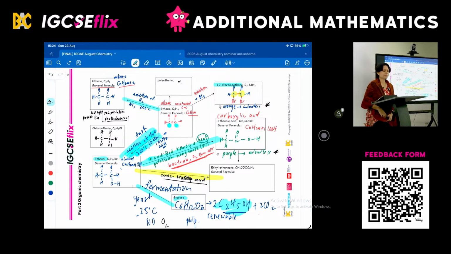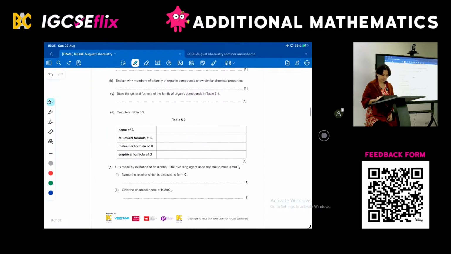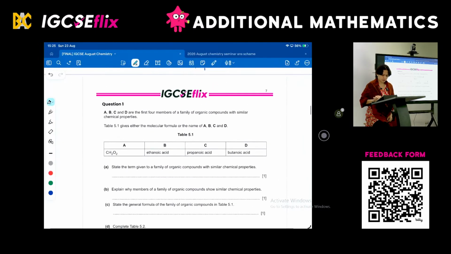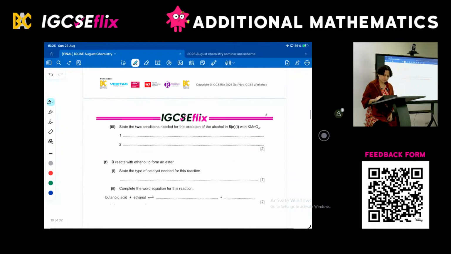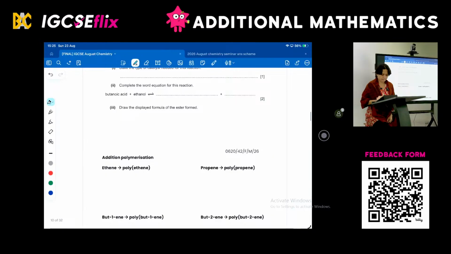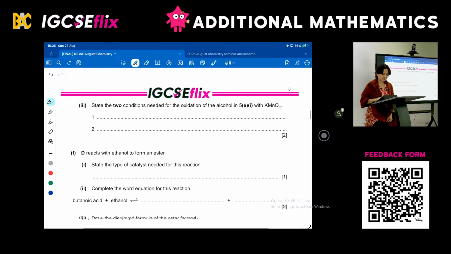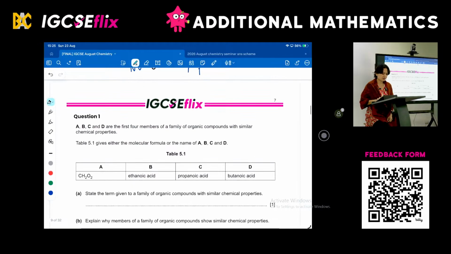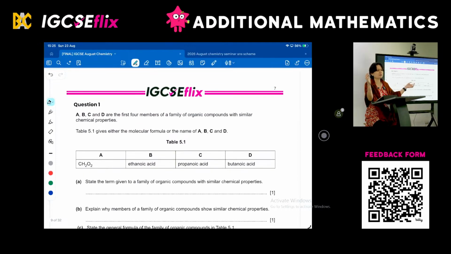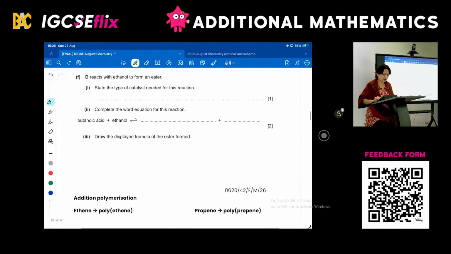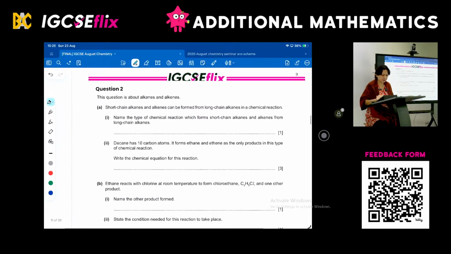Okay, guys. I want the screenshot. We do a warm-up question, okay? Can you all try and do question 1? Let's all try and do question 1. Come. Warm-up question for organic chem. We do one question, and then after that, we will do polymerization.